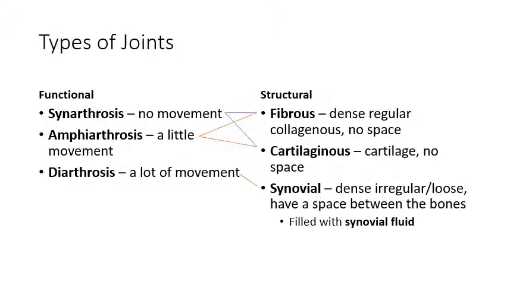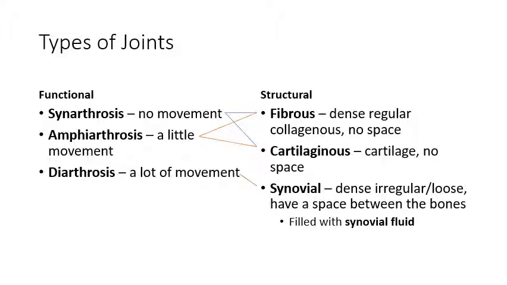Then you have cartilaginous joints, where the joint is formed by cartilage, or the two bones are connected by cartilage. Again, there is no empty space in a cartilaginous joint. You just have bone 1, the cartilage, and then bone 2. The type of cartilage can vary by joint. And then finally you have synovial joints.